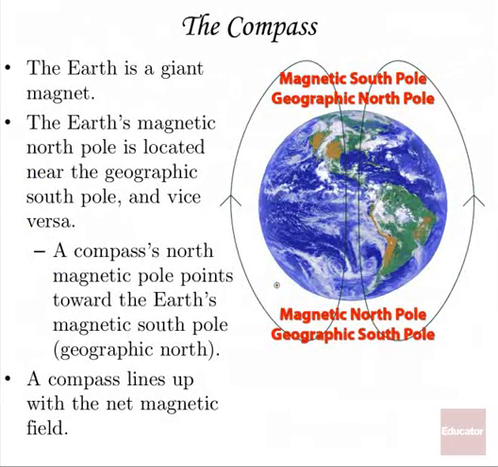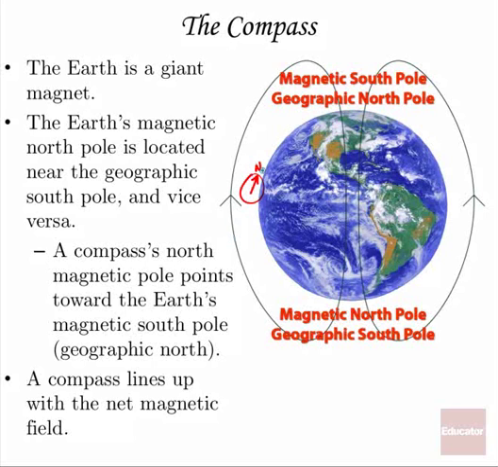Let's take a look at the compass. The Earth is a giant magnet. The Earth's magnetic north pole is located near the geographic south pole of the Earth, and vice versa. The reason is, if you were to take a magnet and put it somewhere on Earth, you want the north end of the compass to point toward the north magnetic pole.